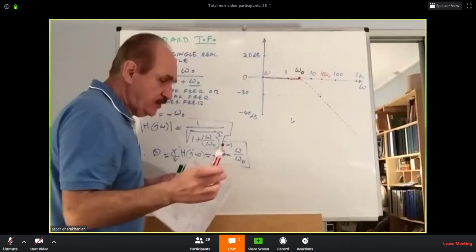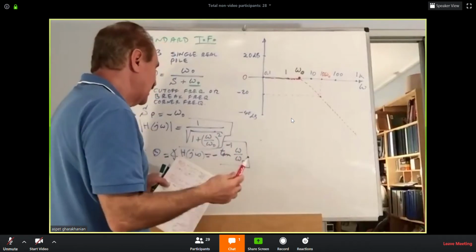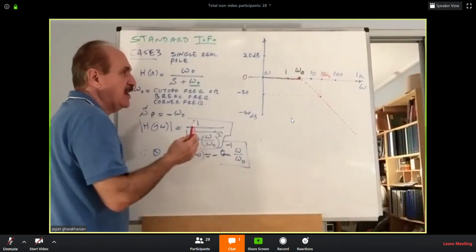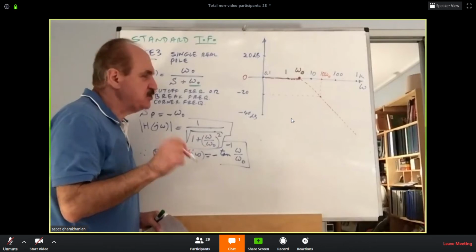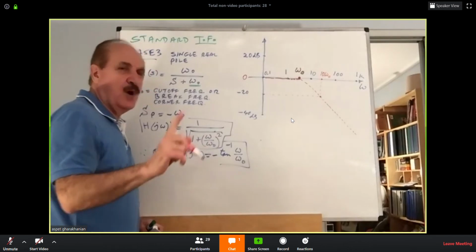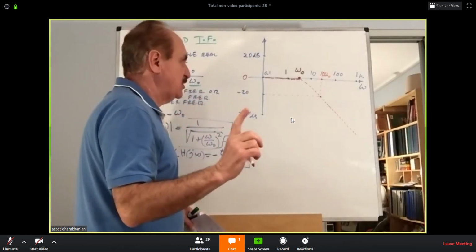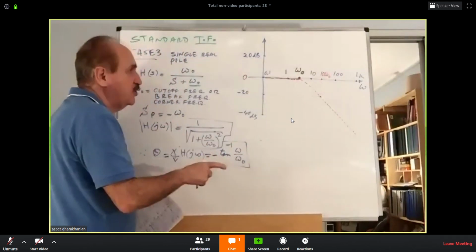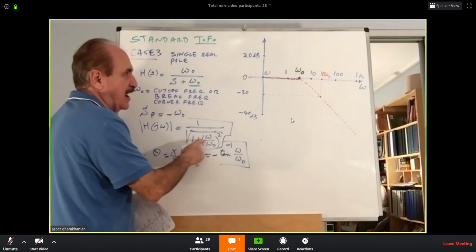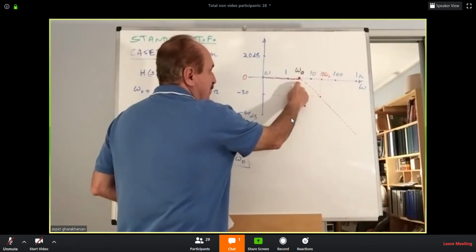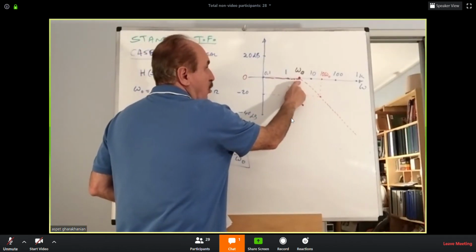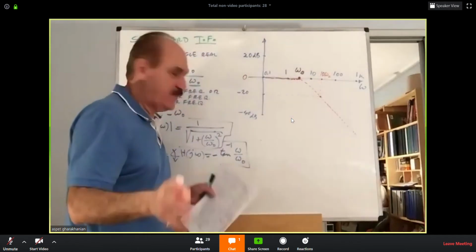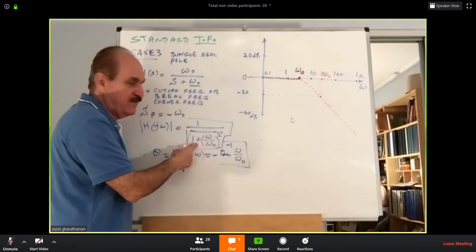However, if you want to know exactly how the function looks or which points it is going through, there is one advantage at this point. It's called correction. The true curve is going to pass minus 3 dB below the omega O. So where is that coming from? It's coming by checking the function.